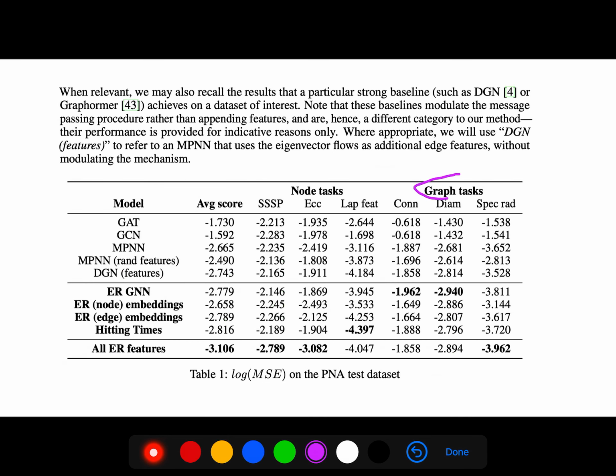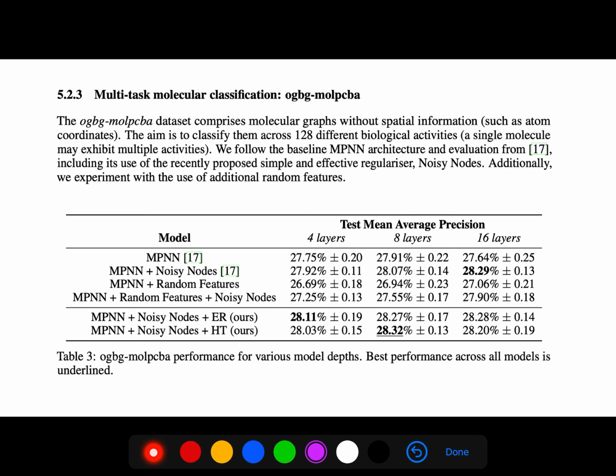So for graph tasks, for example, if you look at graph attention, graph convolution, and message passing neural network, you see for different tasks the log of MSE on the PNA test dataset. And these are test mean average precision, showing performance for various model depth.